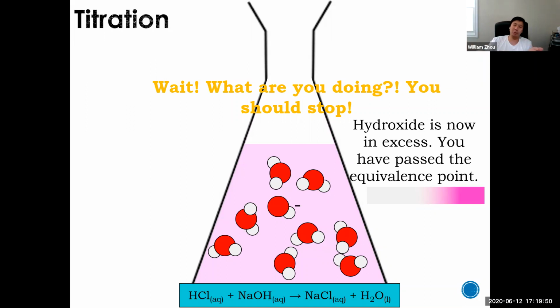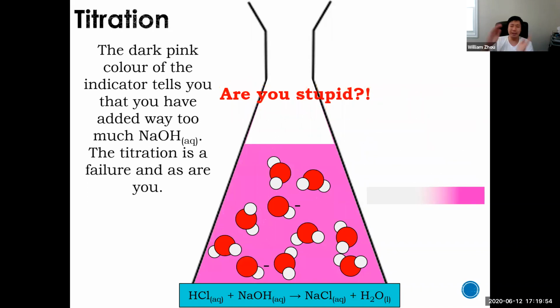It's pretty much ruined. All right, and if you continue from there, you're going to make it very basic. The color is going to turn very pink. Pretty much you failed at this titration. You now have to dump it out, wash the flask, and do it again. The information that you get from this is not useful at all. So please do not go overboard when you perform a titration.